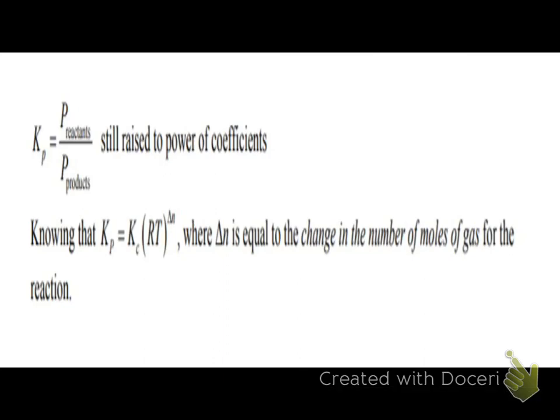So just to remind you, K is products over reactants. It's not reactants over products. What does your note say? Is it wrong in here? Yeah, that's wrong. It's products over reactants. Switch that in your notes.